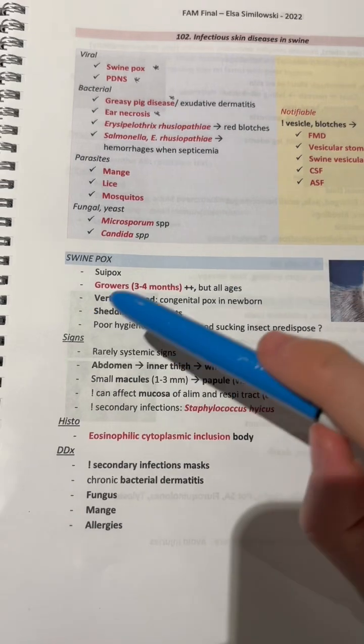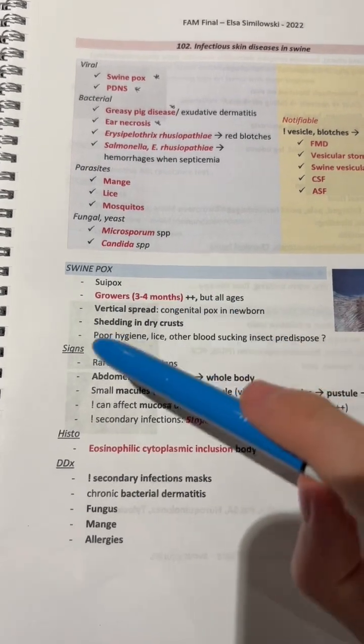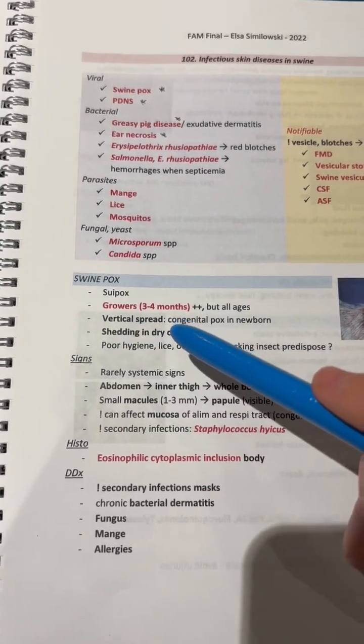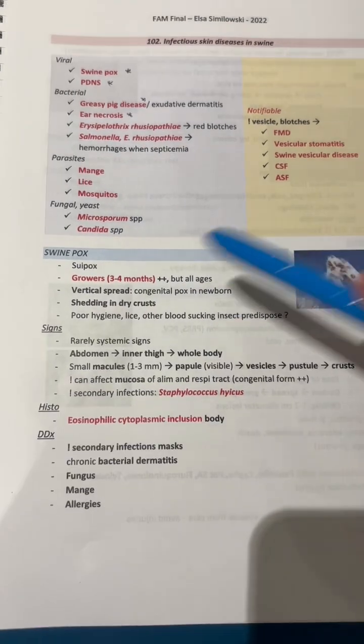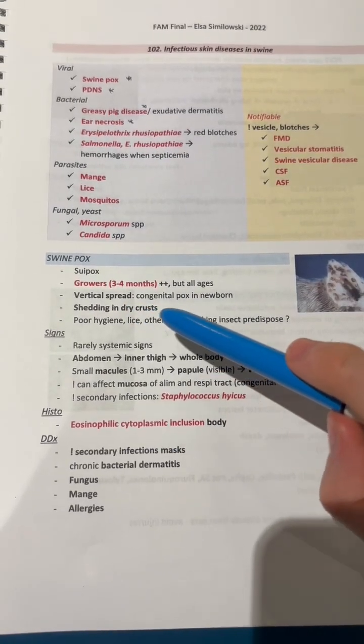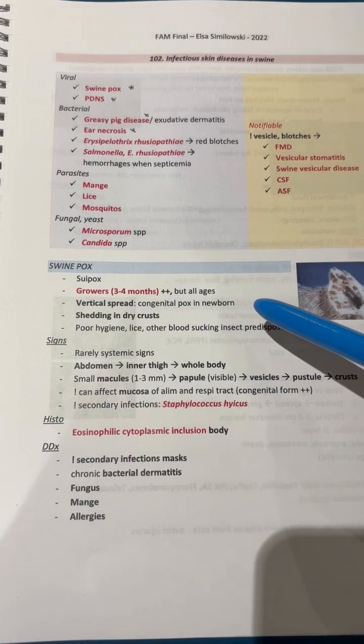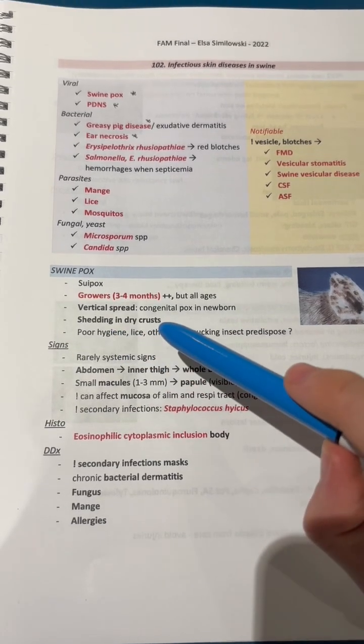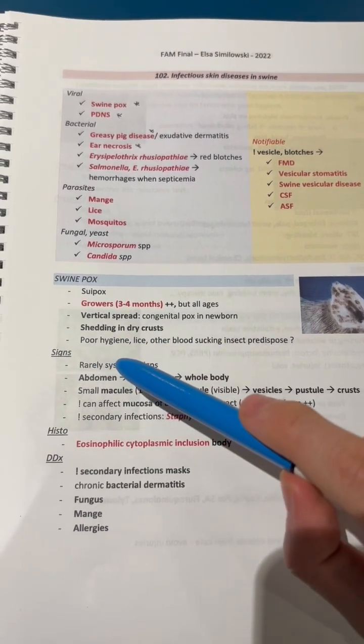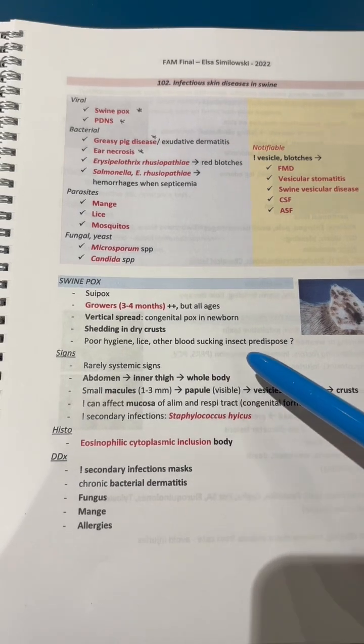Swinepox, it's caused by the swinepox virus. It occurs mostly in growers around 3 to 4 months old, but it can occur in all ages. There's a vertical spread, so congenital pox is spread in the newborns, and the shedding is done in the dry crusts. It occurs when there's poor hygiene, lice, and other blood-sucking insects.